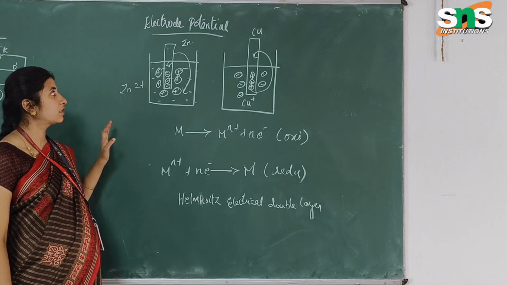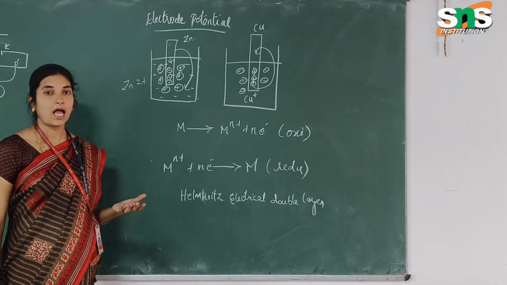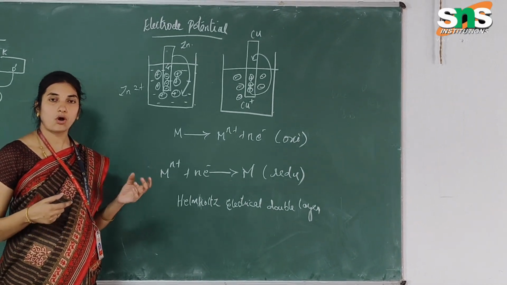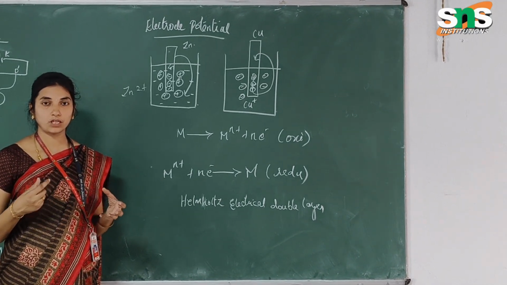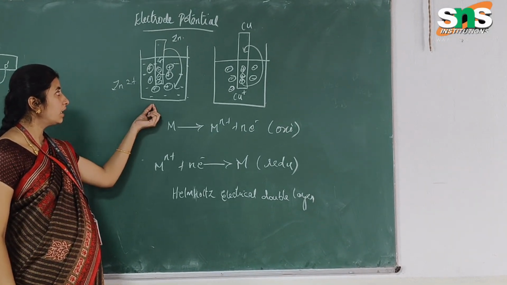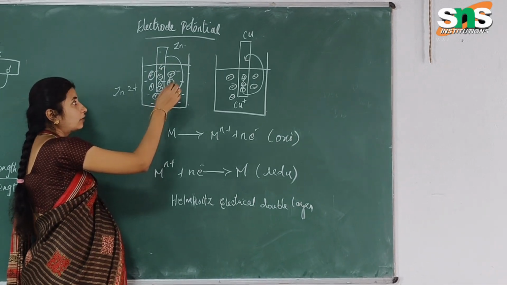So these are the reactions showing how electrons can be transferred in an oxidation reaction, and how copper undergoes a reduction reaction. Oxidation and reduction reactions can both take place in a reaction cell. So I am taking zinc with zinc sulfate solution and copper with copper sulfate solution.